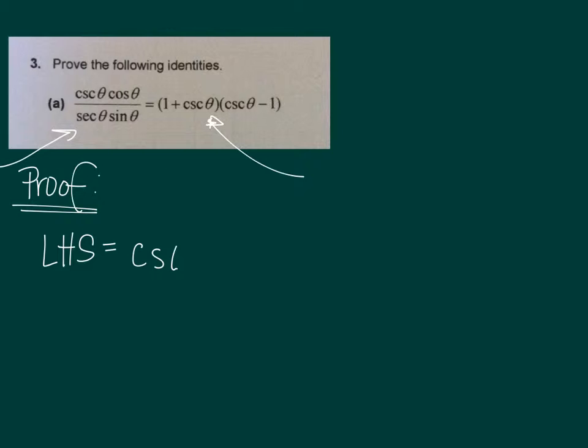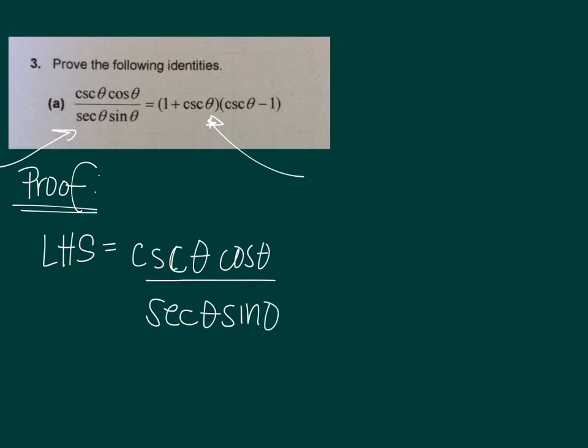So cosecant theta cosine theta is equal to secant theta sine theta. Okay, the idea behind is that we wish to end with 1 plus cosecant theta times cosecant theta minus 1. As you can see, there is no addition or subtraction involved on the left hand side. So that is what we're going to create.